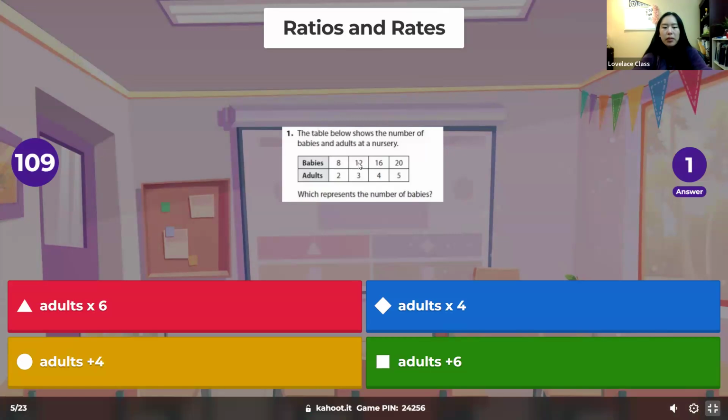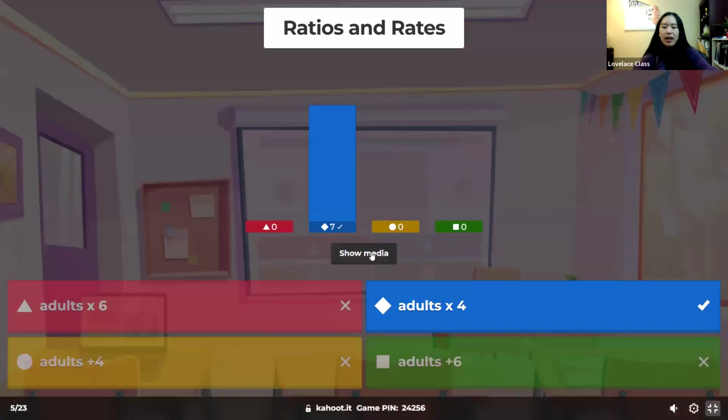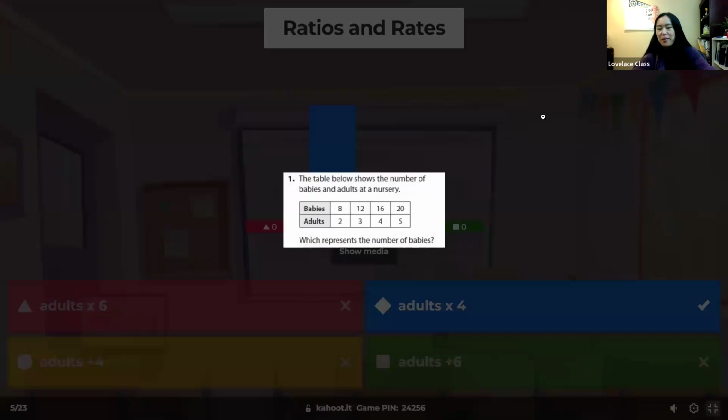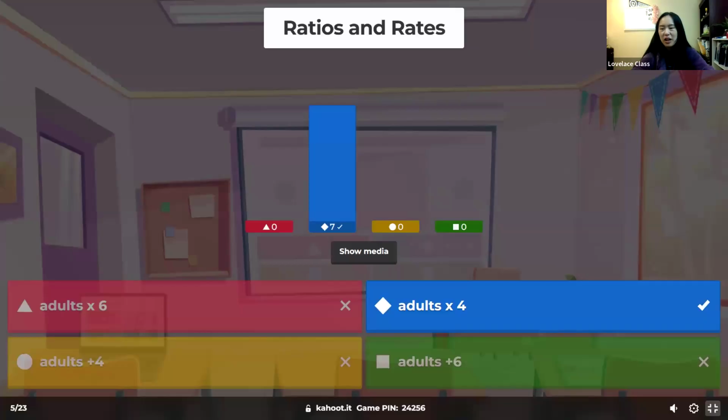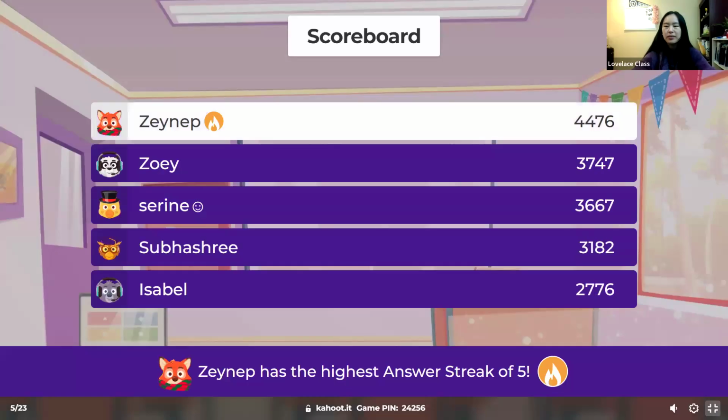So yeah, for this problem, the ratio of babies to adults is constant, right? So we want to see what this ratio is. If anyone's confused about what question is asked, you can always let me know. You guys all got it right. Good job. I'm not going to explain this one, so congratulations. That was very good. Keep it up.